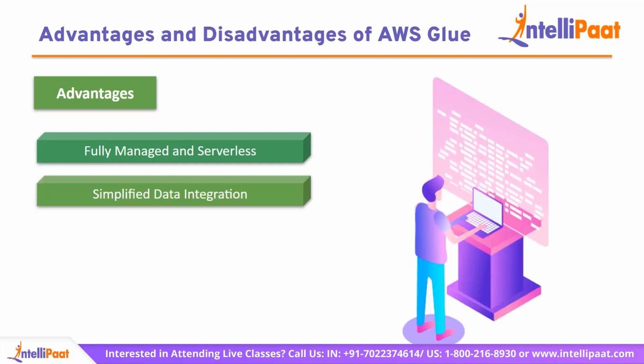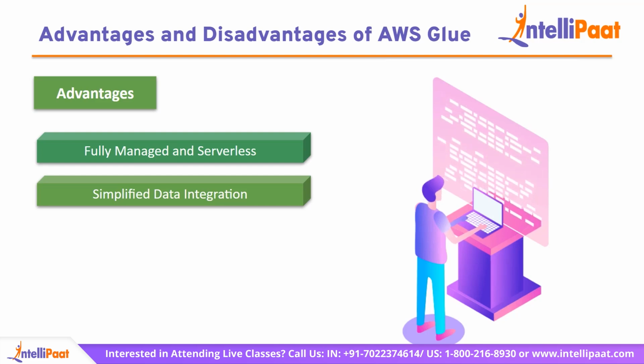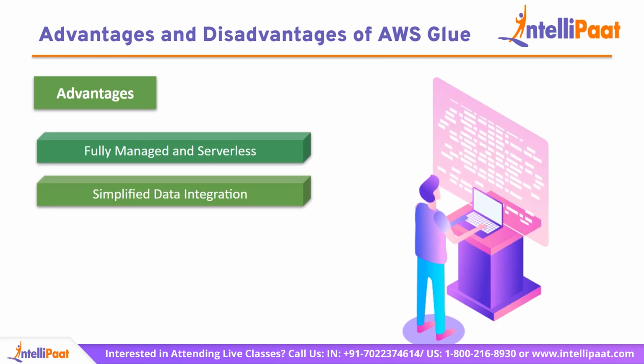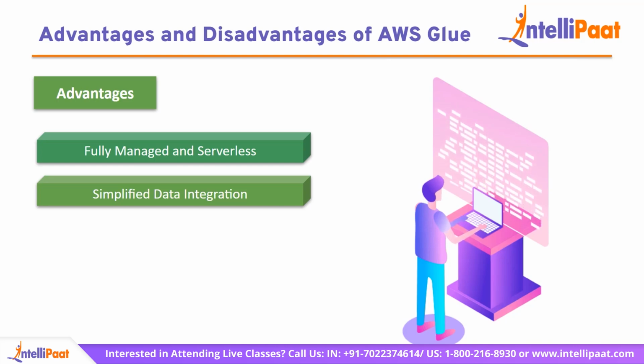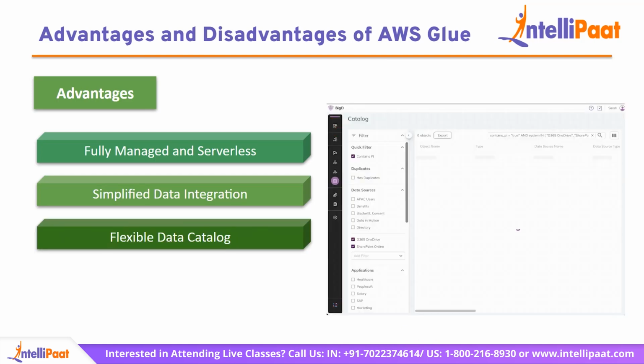The second advantage is simplified data integration. AWS Glue simplifies the data integration process by automating discovery, cataloging, and transformation of data from various sources. It provides an intuitive visual interface for defining ETL jobs, making it easier for developers and data engineers to work with data.